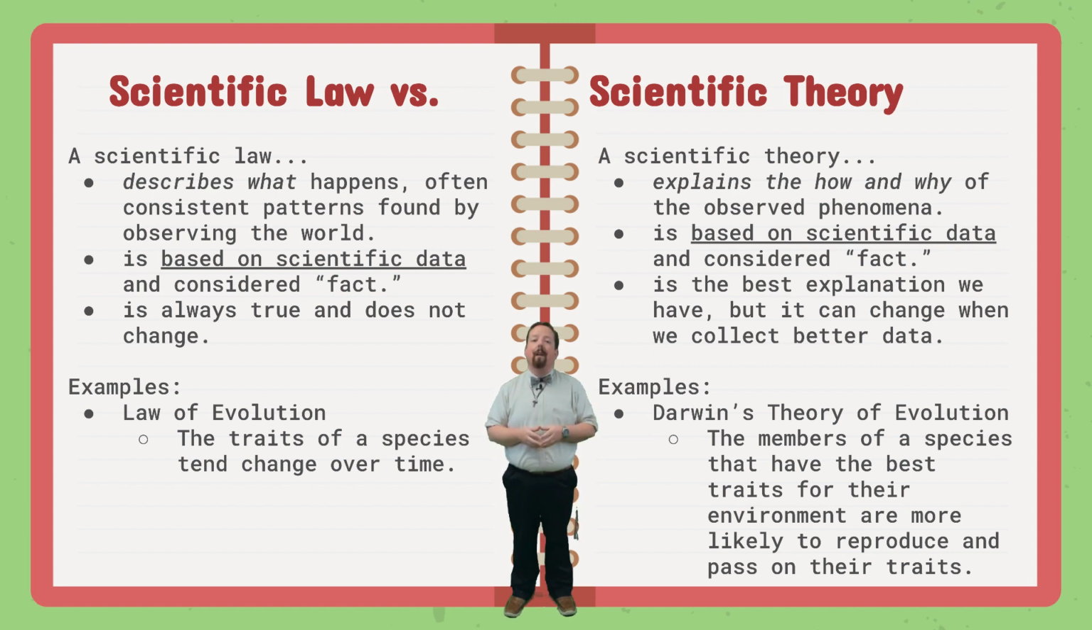Scientific laws and scientific theories are both ways in which the science we do gets presented to the world. They're both based on real scientific data, often after years of collecting that data. A scientific law is usually a fairly short statement that describes what happens, or presents some consistent patterns that we see in our world. It does not attempt to explain why the thing happens, just what is happening. Generally, laws are considered as fact. They are always true and they do not change for the most part.